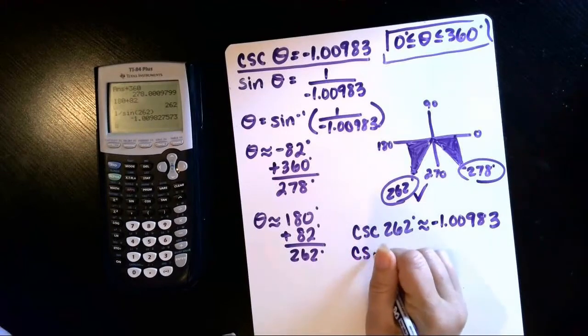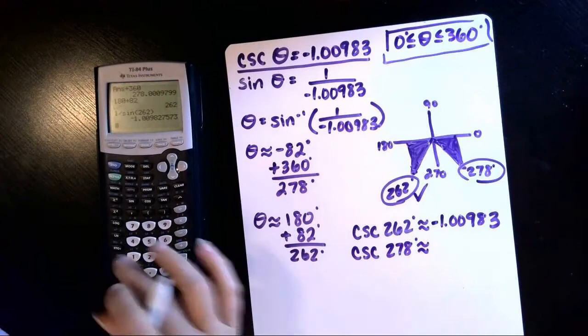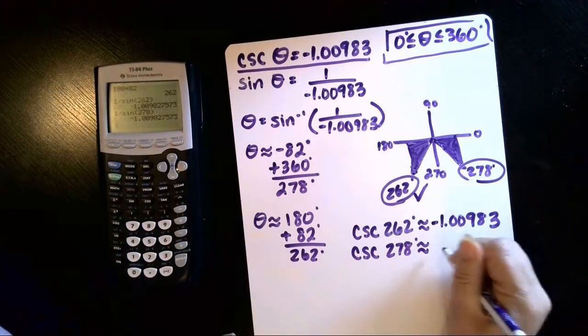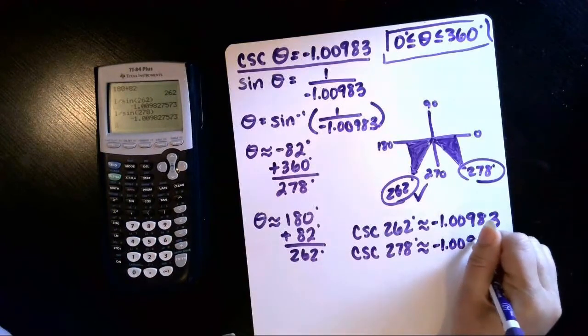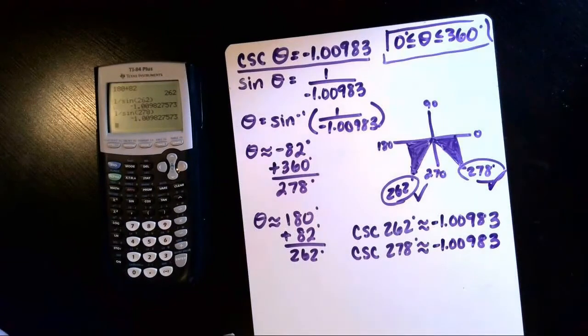Then the second one to check is the cosecant of 278 degrees. So we do 1 divided by the sine of 278, and again we get negative 1.00983, and so our second solution checks, and that's it.